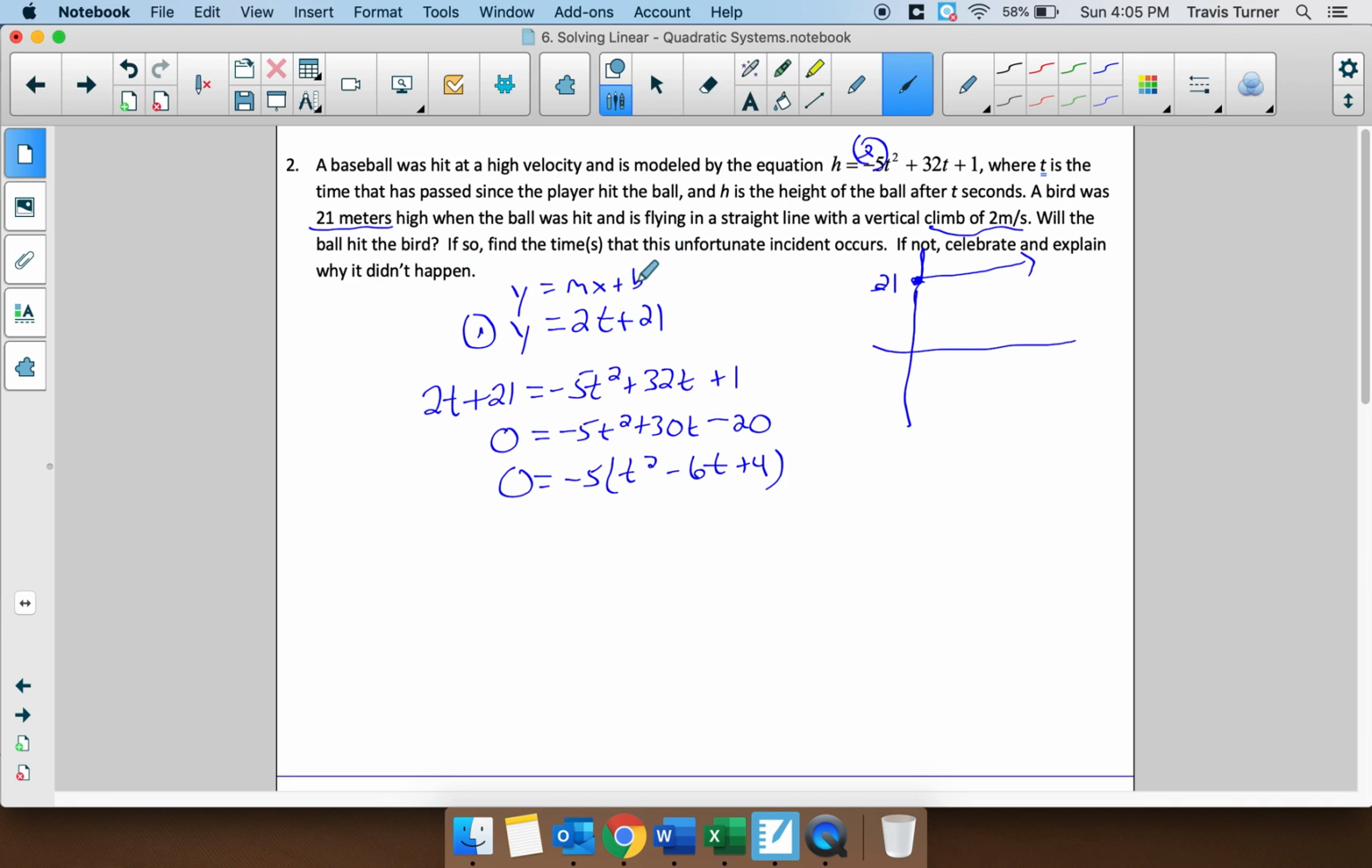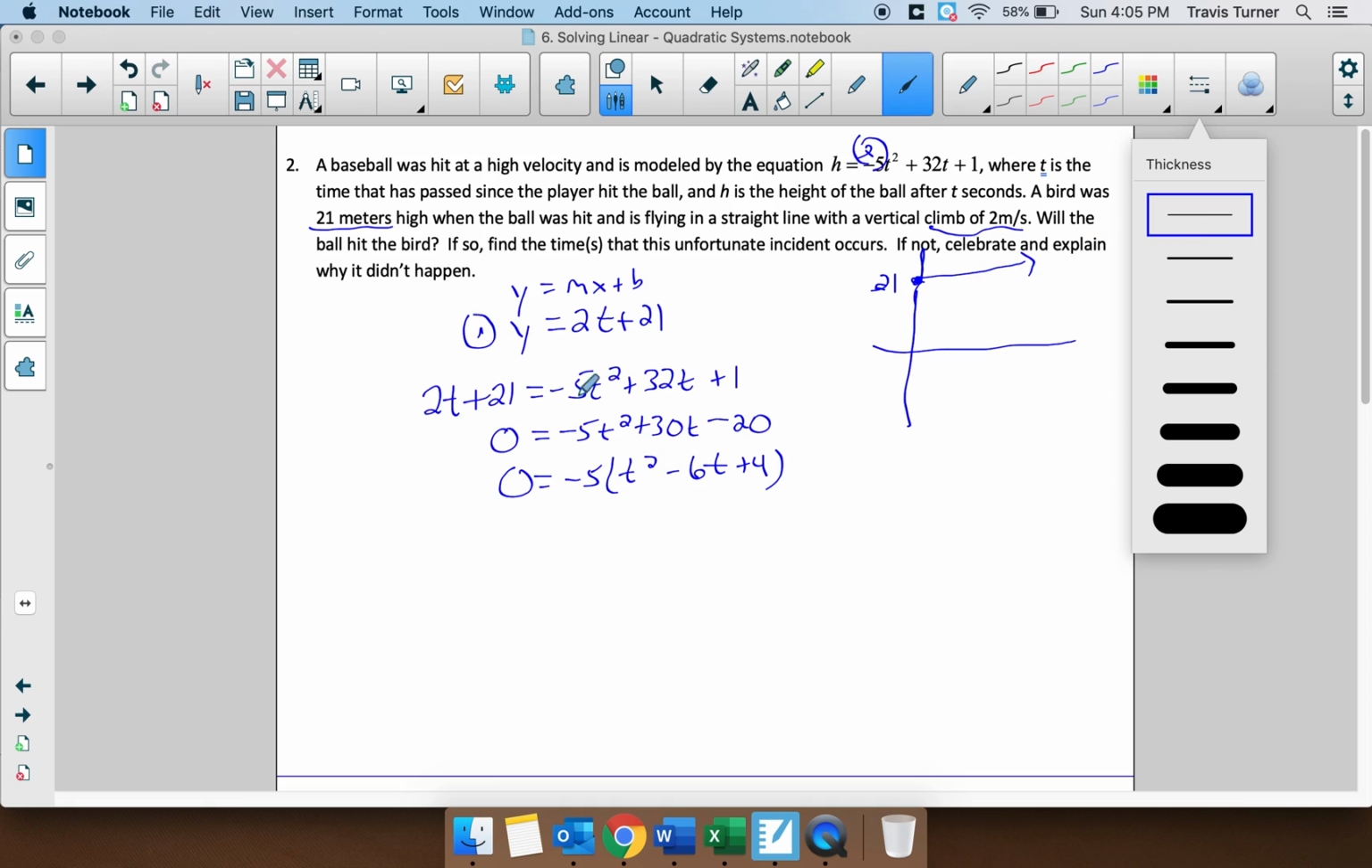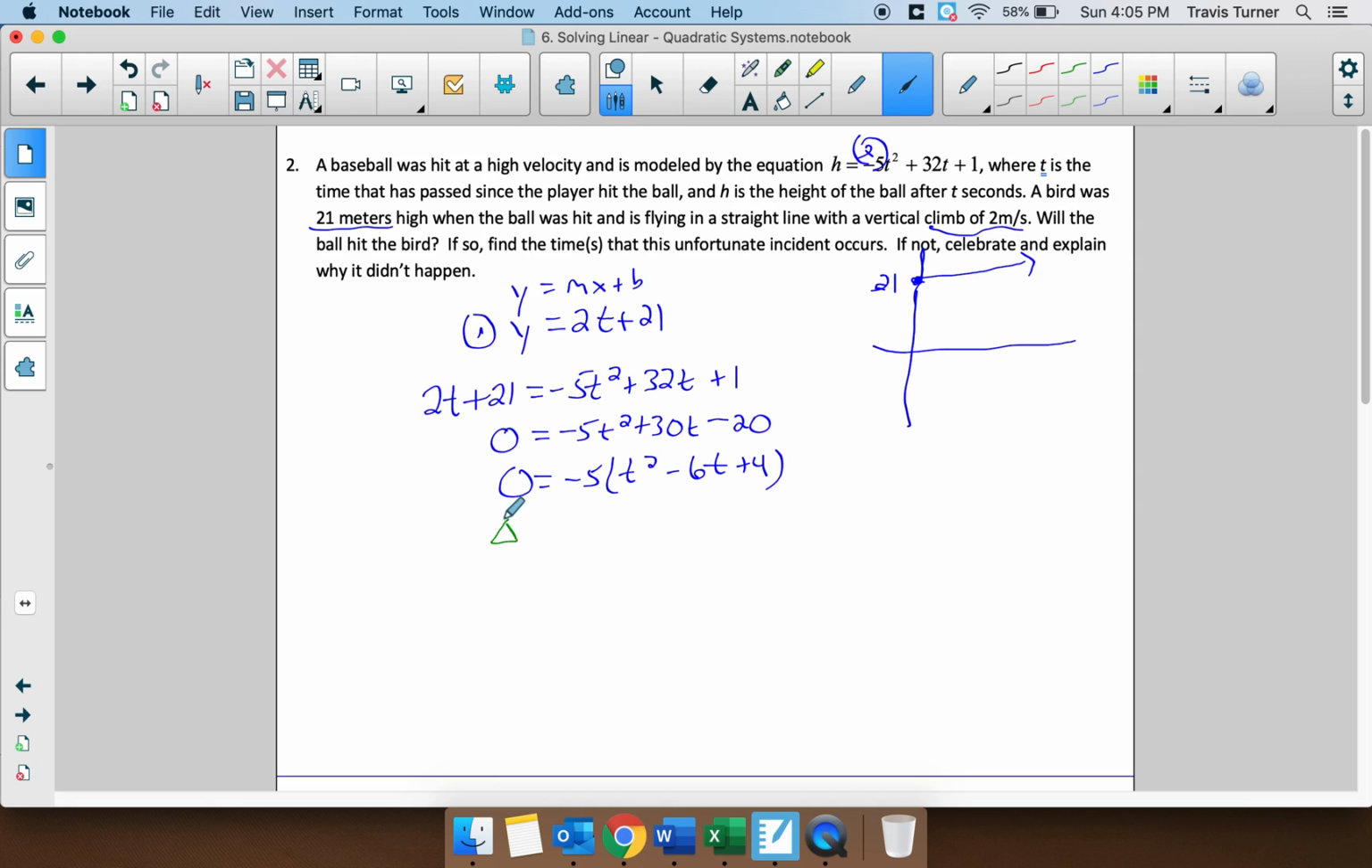So it says, does the ball hit the bird? And if so, find the times that this unfortunate incident occurs. If not, celebrate and explain why it didn't. If I just want to check to see if they intersect, that means that the discriminant is going to be either equal to 0 or greater than 0. Greater than 0 would have two solutions, and equal to 0 would have one. So in order to check this, I simply have to take the discriminant and sub in the values that we've got and see what I get. So I've got 1 for a, b is negative 6, and c is 4.